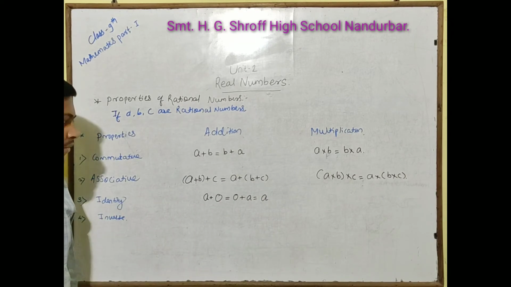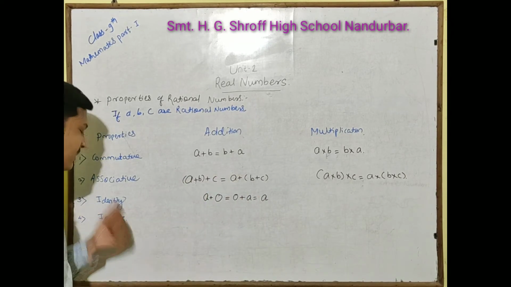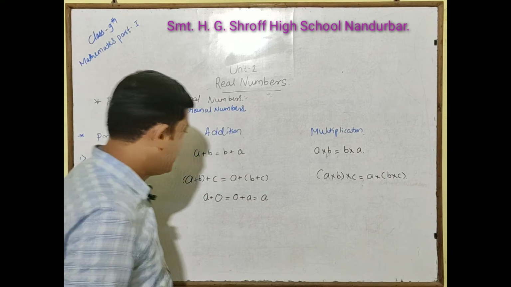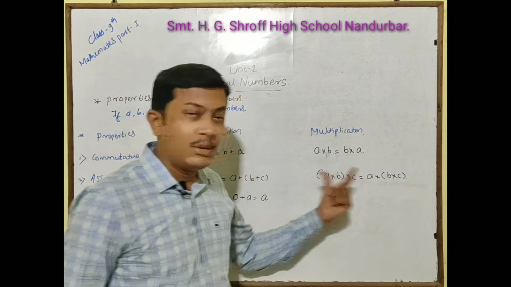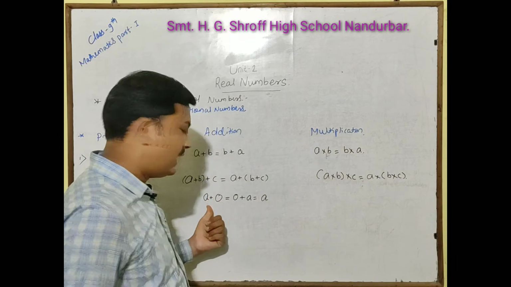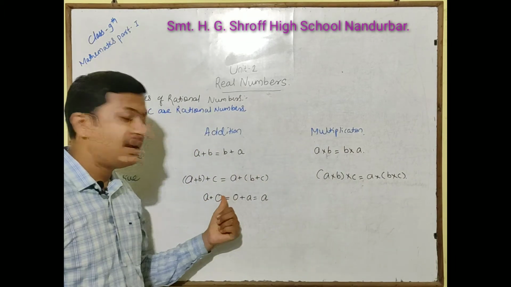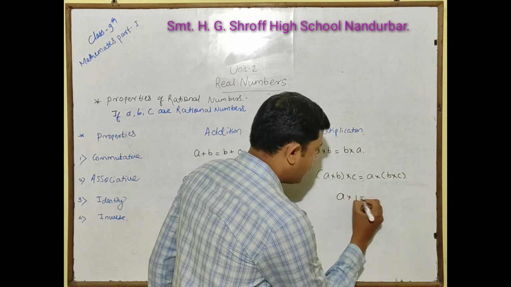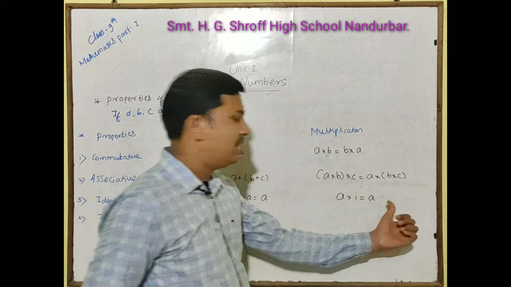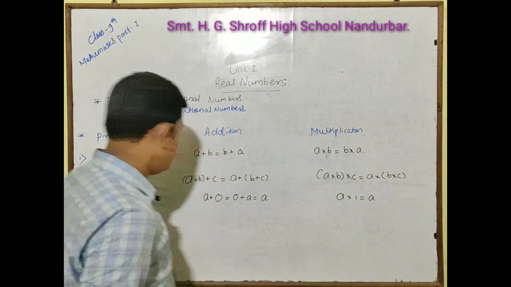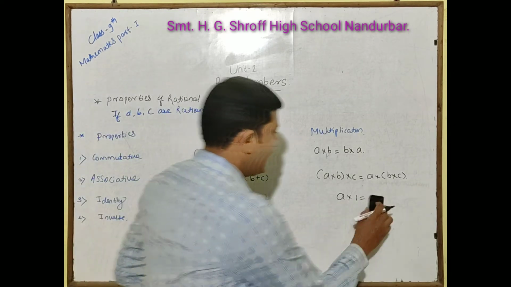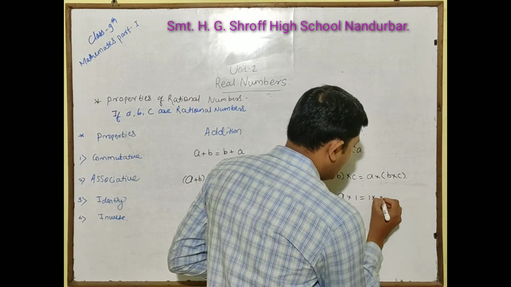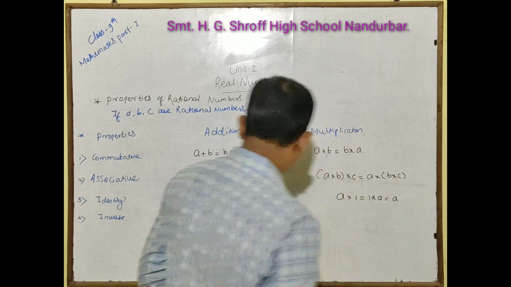In the same way for the multiplication, multiplicative identity is what number, if we multiply to the given number A, we get the number A. That is, A is multiplied by 1 such that we get A. So we can take 1 into A, that is equal to A.